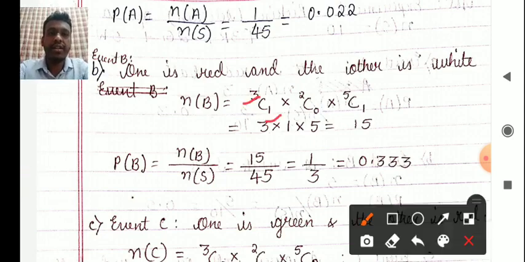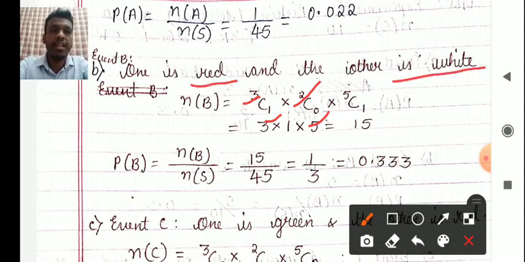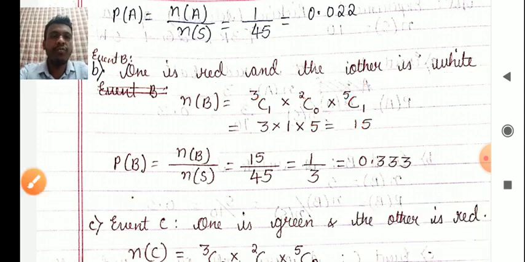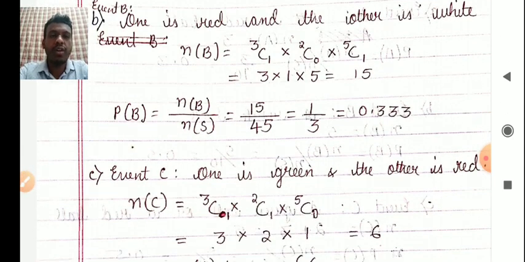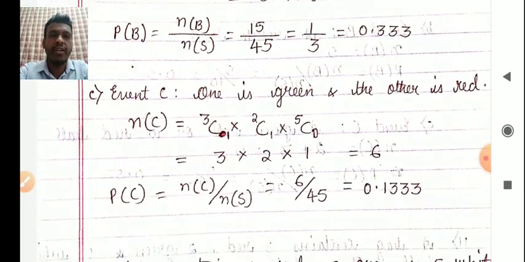1 is red. Then out of 2 green balls, how many green balls are we selecting? 0, because 1 is white and 1 is red, they have said. And out of 5 white balls, 1 is white. So n of B is equal to 15 in this case, 3 into 1 into 5. So probability of B is equal to n of B upon n of S. n of B is 15, we have calculated. n of S is 45, so 1 upon 3, which is equal to 0.333.